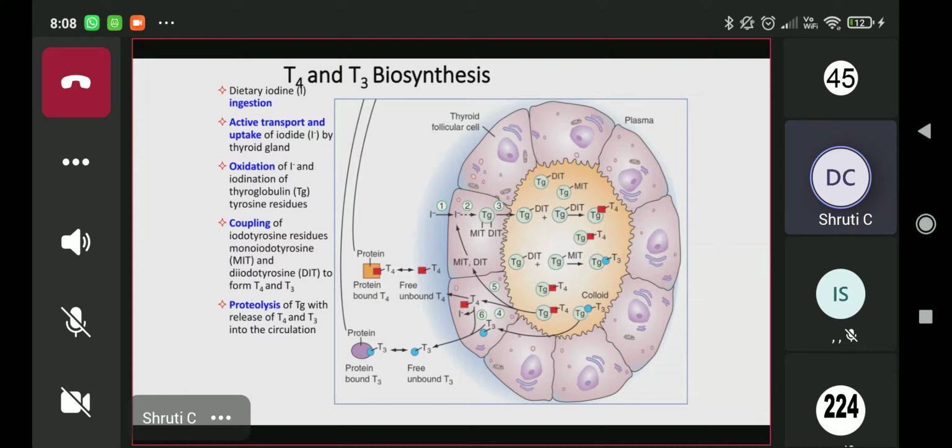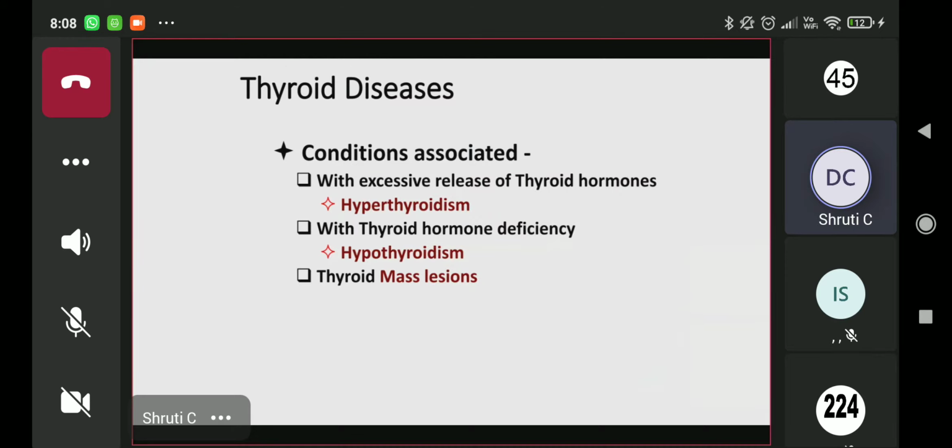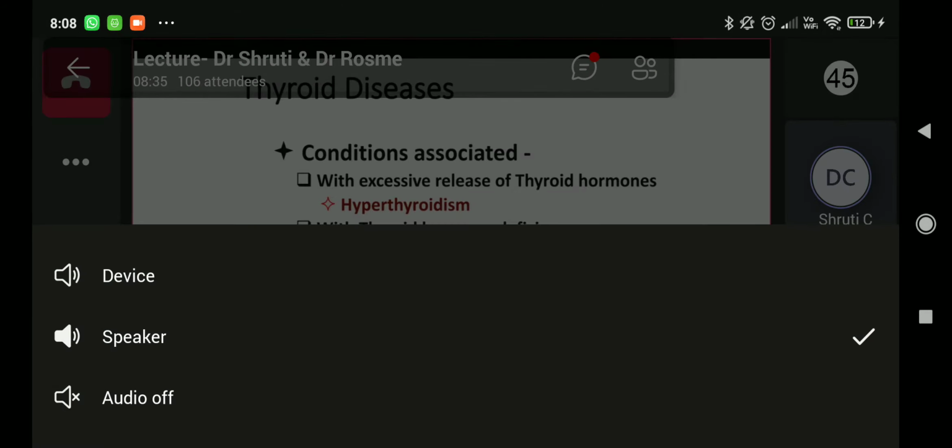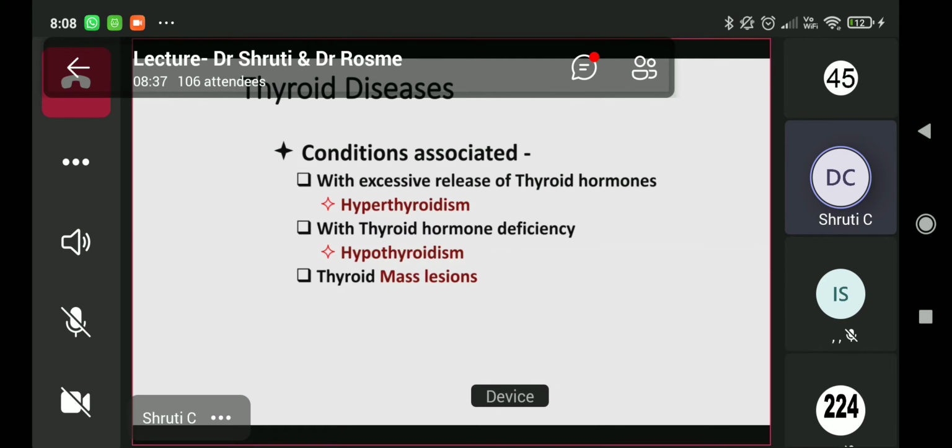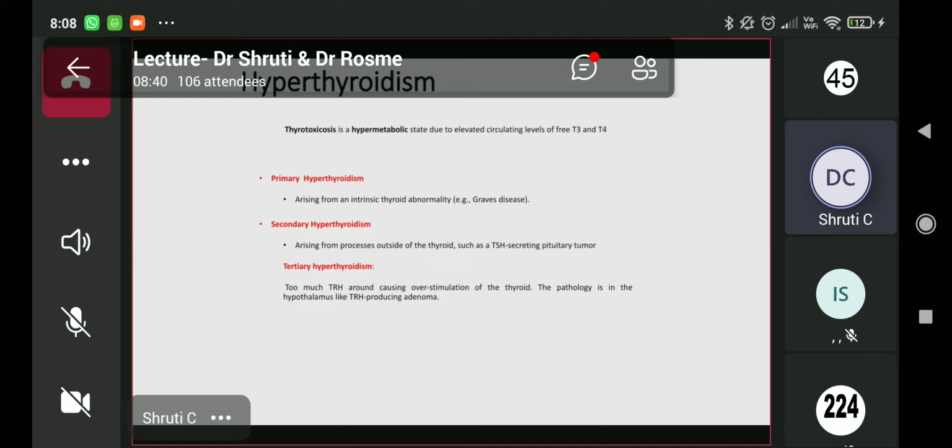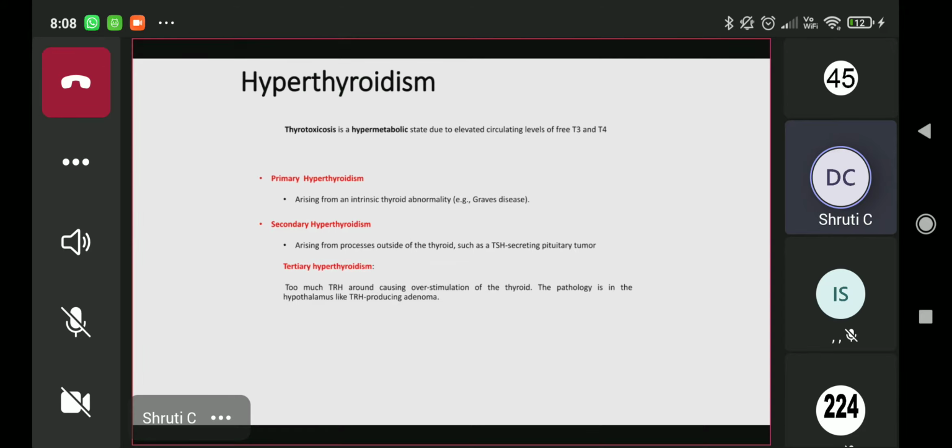and hence the thyroid hormone is released into the bloodstream. Okay, now the main conditions which are associated with thyroid are either with excessive release of thyroid hormone or thyroid hormone deficiency, hypothyroidism, and or thyroid mass lesion. So basically, hyperthyroidism, thyrotoxicosis is a hypermetabolic state due to elevated circulating levels of T3, free T3, and T4. So it could be primary hyperthyroidism, which arises from an intrinsic thyroid abnormality, example, Graves' disease.